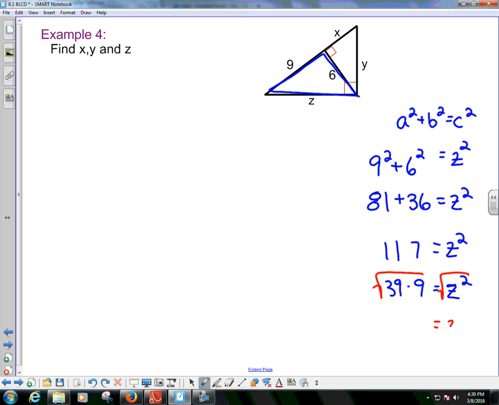So the square root of z squared is z. The square root of 9 is 3. And I can't get a perfect square to divide into 13. So my final answer is going to be 3 times the square root of 13. So that tells me what z is.